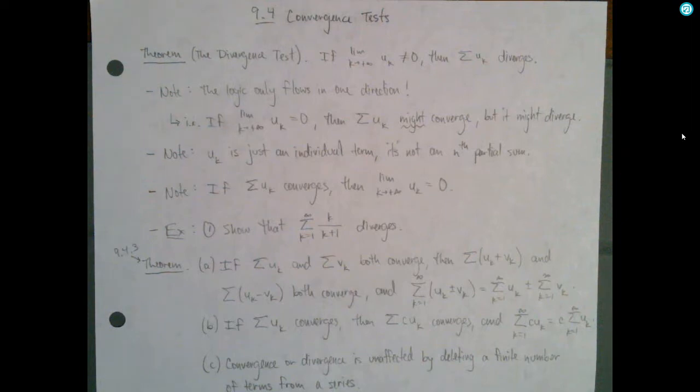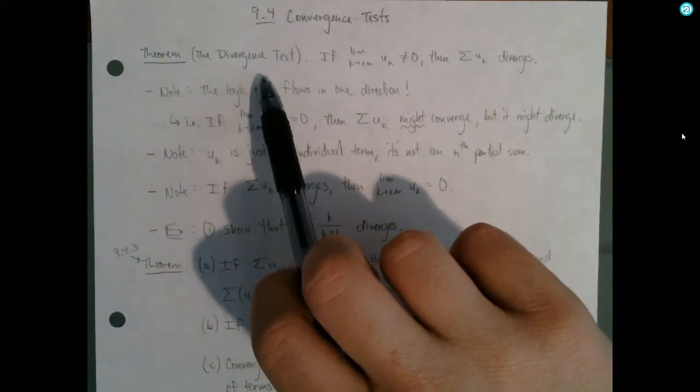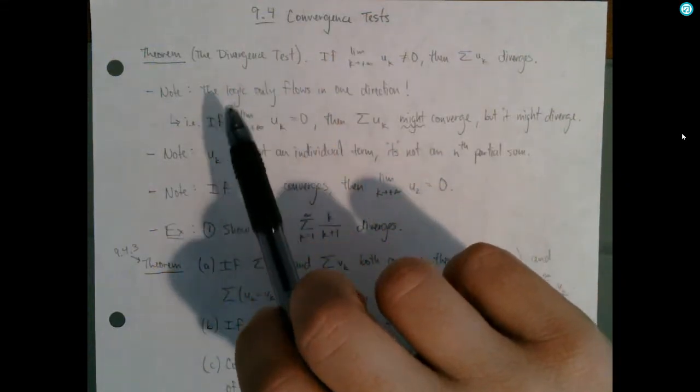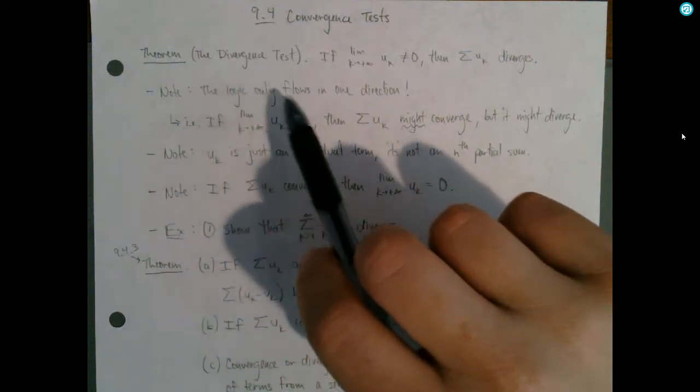So we're going to start to build up a bunch of convergence tests for the next, I think, 3 sections. We're going to talk about a whole bunch of different kinds of convergence tests for determining if a series converges or diverges. So the first thing that we should go over is what's called the divergence test, which is kind of funny because the section's called convergence tests, and the first theorem we cover is the divergence test. But here's what the divergence test says.